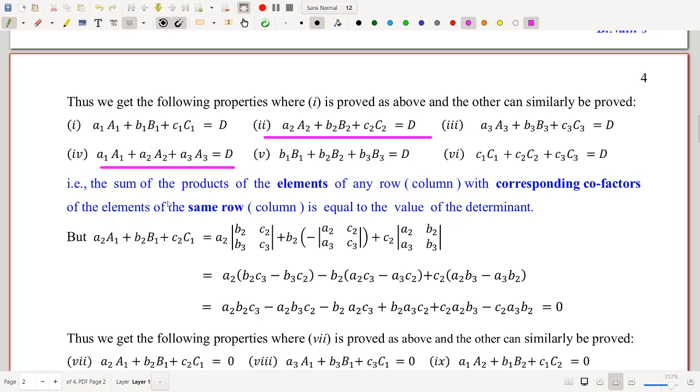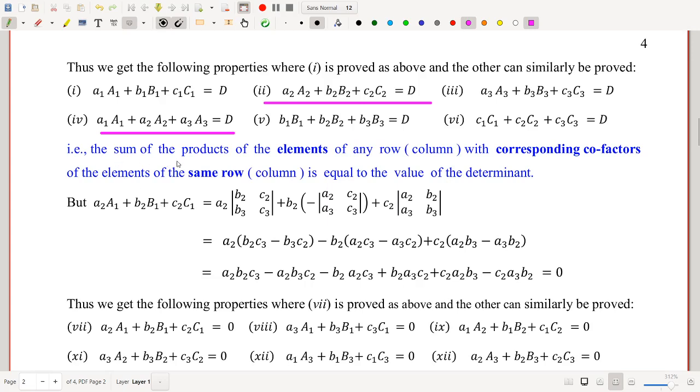Thus, in short, we can say this: the sum of the products of the elements of any row, or you can take column, with corresponding cofactors of the elements of the same row, any row and same row here. If you take column, you have to take column, is equal to the value of the determinant. So these are the properties, 6 properties, all equal to value of the determinant. Sum product of the elements of a row with corresponding cofactors, or sum product of the elements of a column with corresponding cofactors, that is equal to D, value of the determinant.